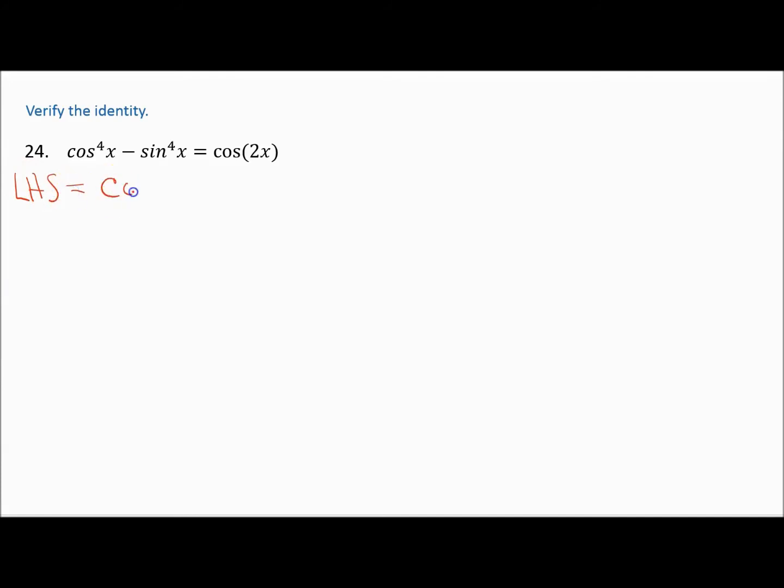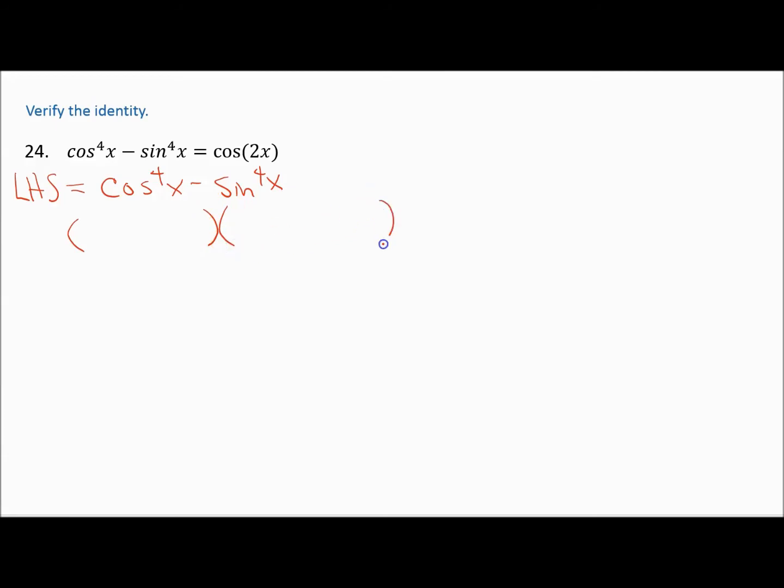Left-hand side, cosine to the 4th of x minus sine to the 4th of x. Well, to me, that's screaming, factor me, please factor me, because it's a difference of squares. So again, try something as the rule. So here we go. We've got to factor a difference of squares.